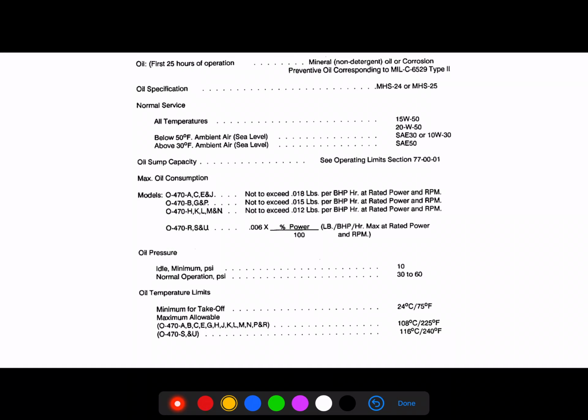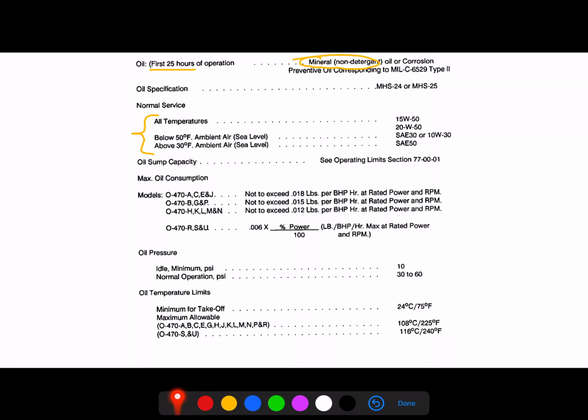So we can see right here they've laid out our first 25 hours of operation. They tell us that we're using a non-detergent mineral oil or a corrosion preventative oil. So again, that straight mineral oil being used to help break in the rings. For normal service, we have our temperature listings. This will be familiar somewhat from another video, but we have all of the temperature ranges.